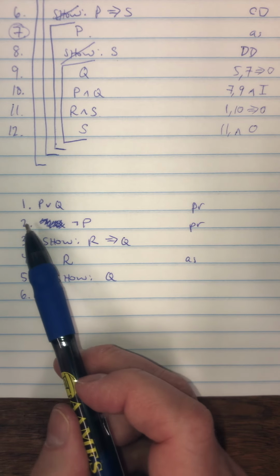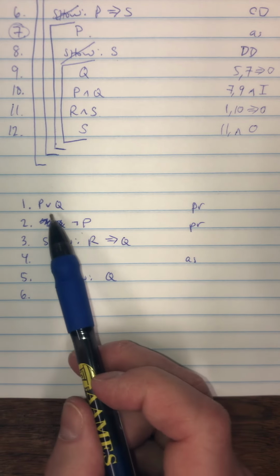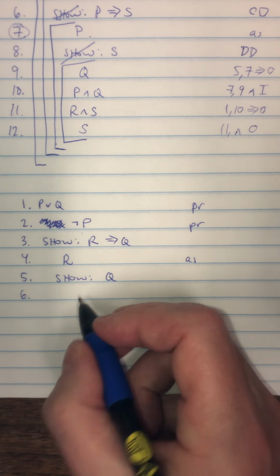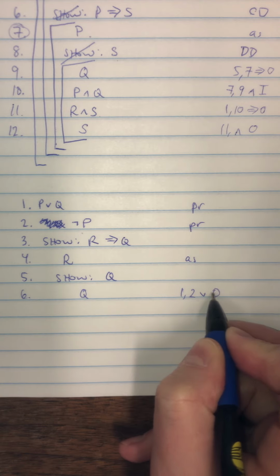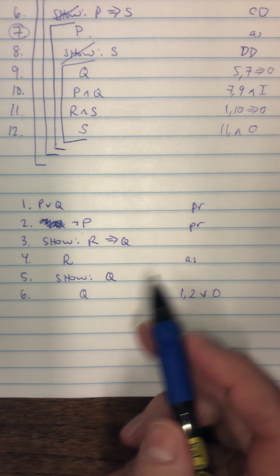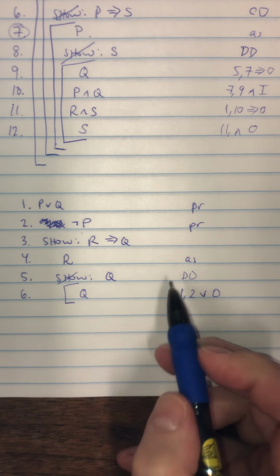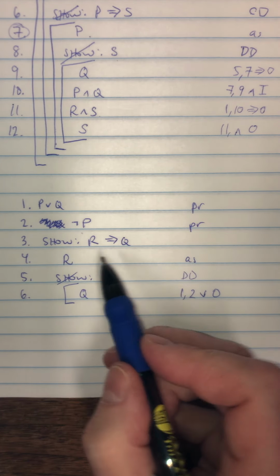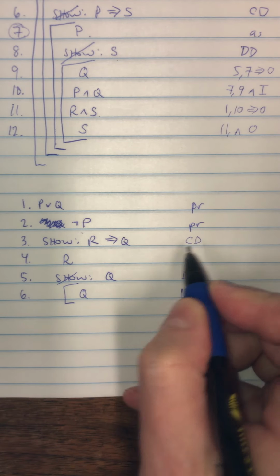Okay, so look at 1 and 2 here. P or Q and not P. Well, by or out, we can immediately get Q from 1 and 2. And look, that's what we were trying to show, Q. So we directly derived Q, which means we conditionally derived if R then Q, because after assuming R, we were able to show Q. So that's conditional derivation.